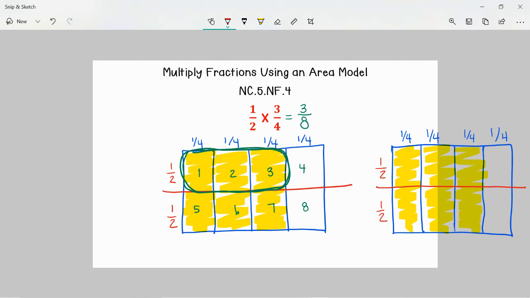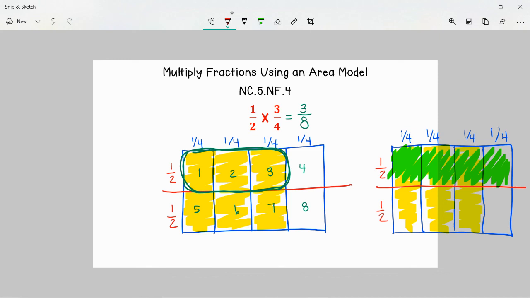Now, what some people prefer to do, since it's maybe a little bit more visual for them, is use a different color and shade in the half. So we know we're finding 1/2 of 3/4. So we could just shade in half of this area model here. The way to determine the product now is to look back and see what areas in our area model are shaded in both colors.